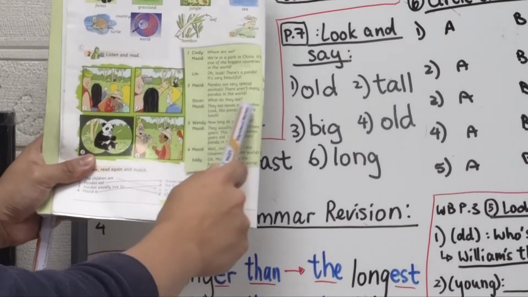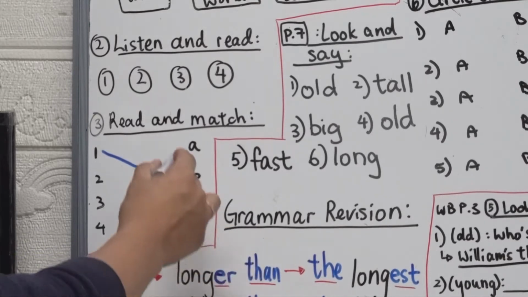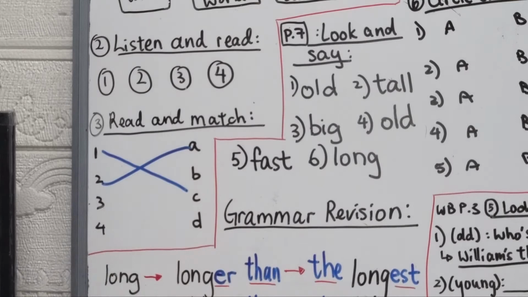Write the words on picture 2. So what's the answer? A, B, C, or D? Or A, B, or D? Pandas eat, very good, A, leaves and bamboo, right? Leaves and bamboo. So 2A.